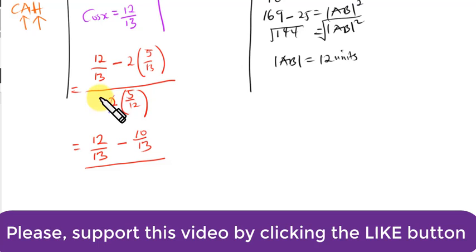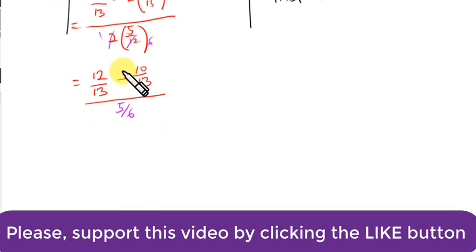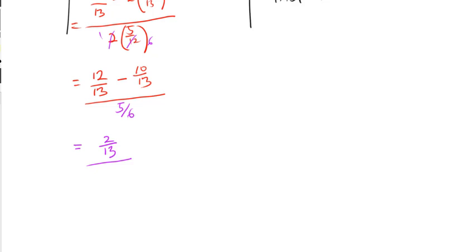Still, it will boil down to this. 2 into 12 is 6. So we can write 5 out of 6 here. That is pretty simple. Now the top fraction, because they have the same denominator, we can just subtract their numerators. 12 minus 10 is 2. So we have 2 out of 13 for the top. And we have 5 out of 6 down here. Let me write it as 2 out of 13 divided by 5 out of 6.